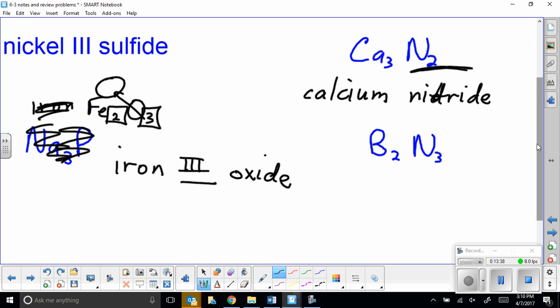And then this last one here, we've got boron and nitride. Okay, so again, just follow your rules. It's pretty basic if you follow your rules, and follow those rules until you don't need to anymore, and you should get plenty of practice.